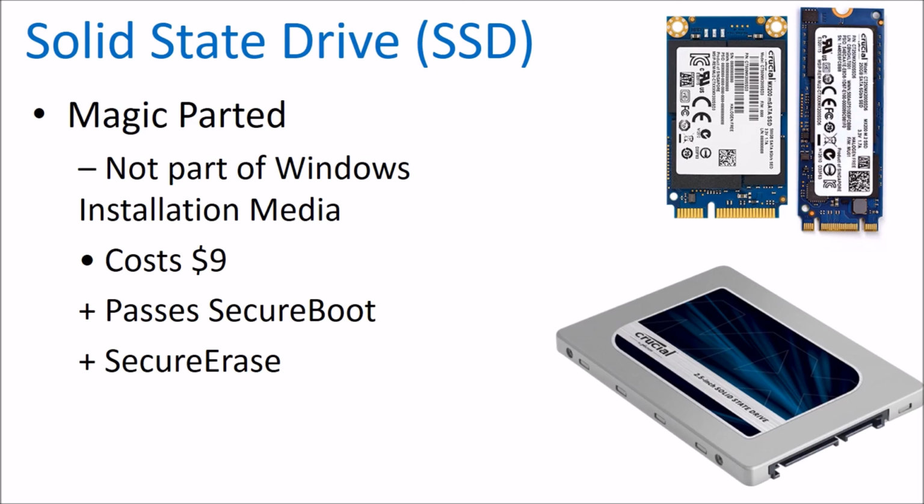This Secure Erase is unfortunately not part of Windows installation media, so we need to use an additional operating system in order to perform the Secure Erase. So Magic Parted is a Linux operating system updated to pass Secure Boot, and it contains a number of utilities such as the Secure Erase. It costs $9 to download the current ISO, or you can get a year subscription if you want to use some of their additional services such as the antivirus, etc.